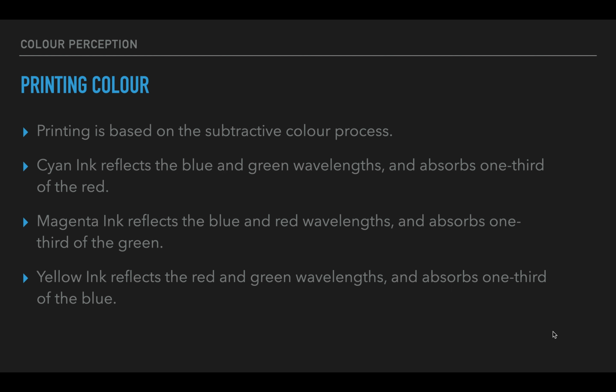Printing color. Printing is based on the subtractive color process. Cyan ink reflects the blue and green wavelengths and absorbs 1/3 of the red. Magenta ink reflects the blue and red wavelengths and absorbs 1/3 of the green. Yellow ink reflects the red and green wavelengths and absorbs 1/3 of the blue.